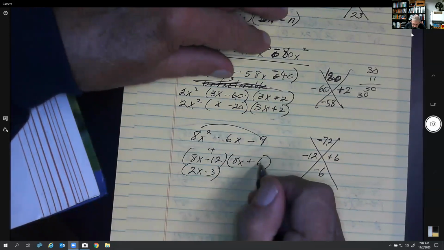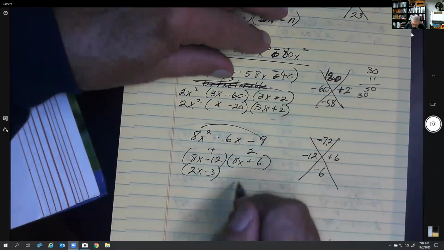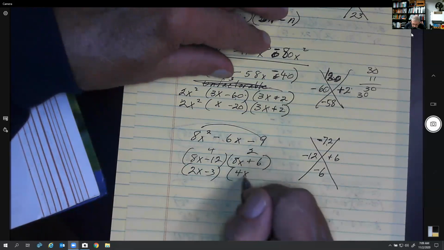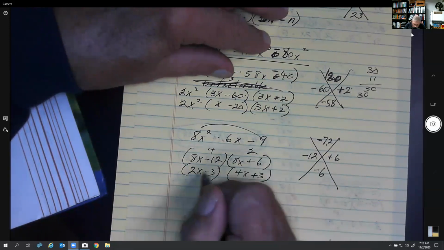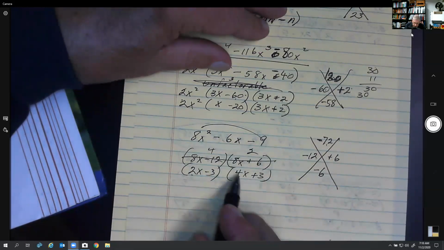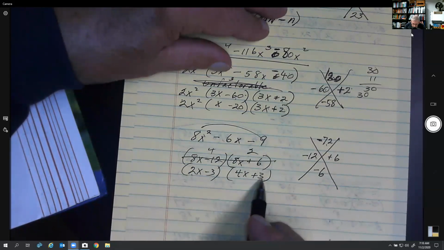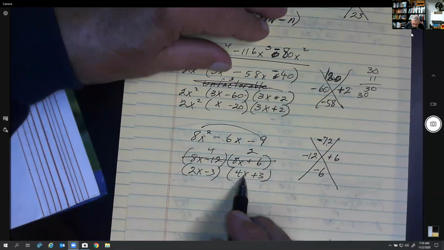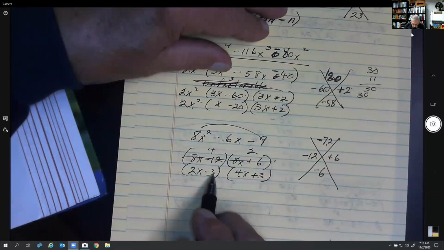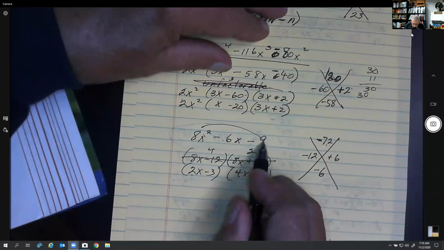And I'm going to reduce this one by 2. And now I have it factored. Double check: 8x squared outside, 3x inside, negative 12x. Yeah, that'll work. Negative times positive, negative 9.